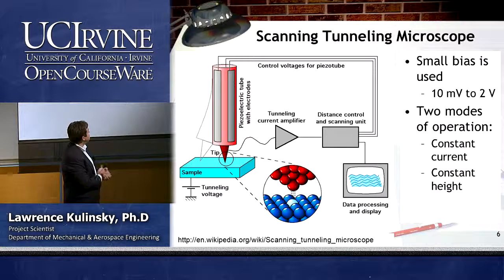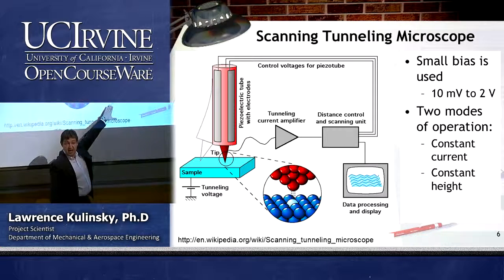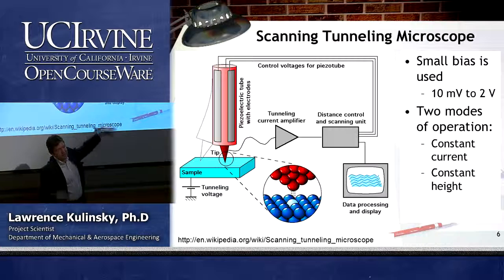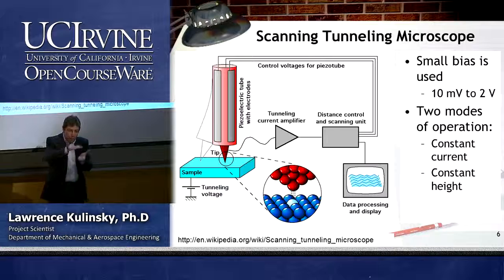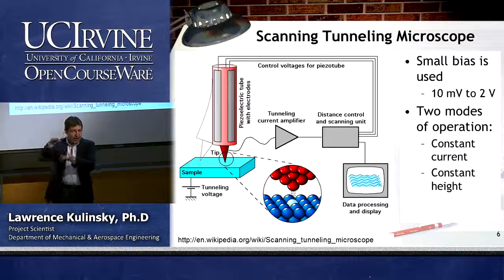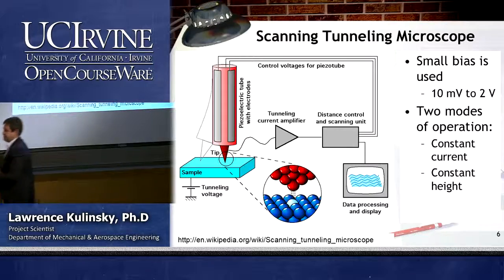So we use very small biases, and when we look at the process data, you can process either your current, or, what is more often, just the height, the profile. Basically, it reflects what happened to your probe tip as it goes up and down.